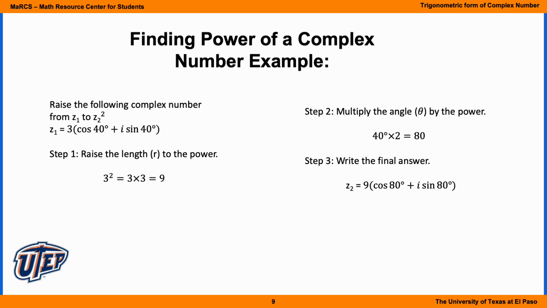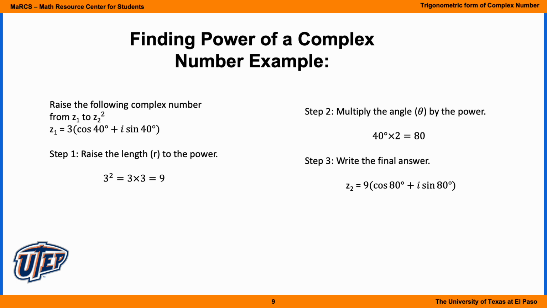Now here's us practicing that theorem. So if we want to raise z1 to the second power, where z1 is equal to 3 times cosine of 40 degrees plus i times sine of 40 degrees. So first we raise the length to the nth power, so we're squaring it, so 3 times 3 is equal to 9.